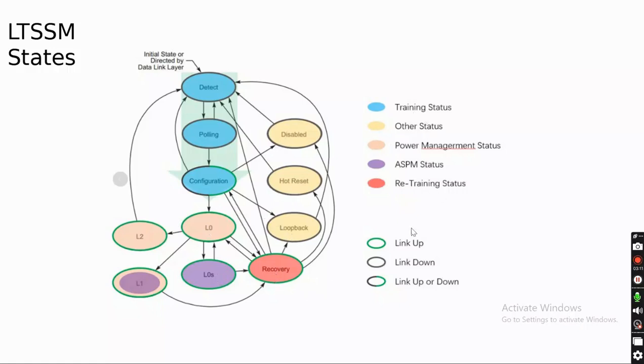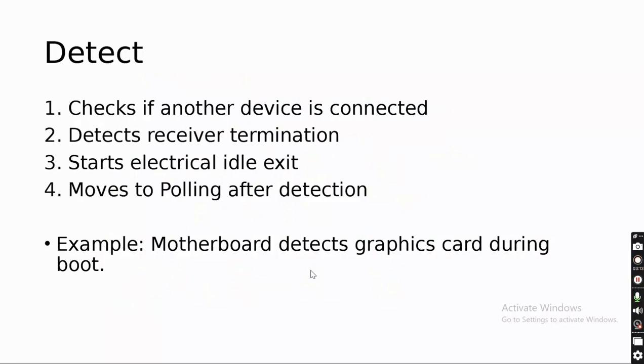Here I have marked the colors also. Let me explain the detect state. What it does is check whether the destination device is connected or not, and detect the receiver termination, whether it is terminated or not. If it is terminated, how long we have to wait. This information is given by the detect state, and it starts the electrical idle exit. And next, if everything is correct, only then will it move to the polling state.